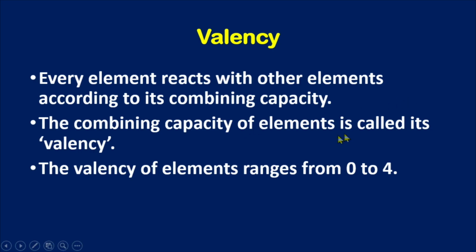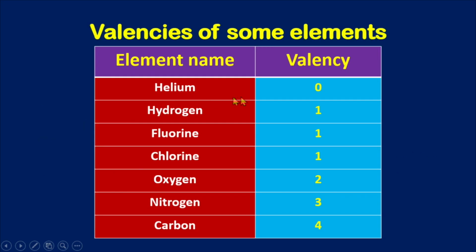The valency of the elements can range from 0 to 4. So valency can be a minimum of 0 and a maximum of 4. Children, now let us see the valency of some basic elements. For helium, the valency is 0. What does it mean children? Valency is nothing but combining capacity of the atom or the element. That means the combining capacity of helium is 0. That means helium does not combine with any other element.